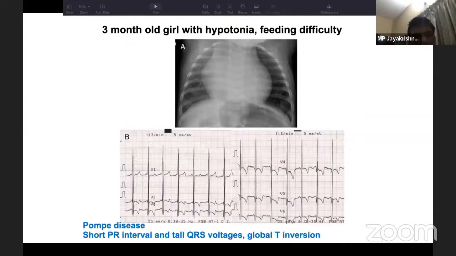It's a glycogen storage disease. And the classic picture is short PR interval, tall QRS voltages, and T wave changes are also there. You know, T waves can be inverted up to V3 or sometimes even V4, but not beyond that. So if in V5 and V6 also the T waves are inverted, we call it a global T wave inversion. Global T wave inversion is always abnormal. So if somebody has a T wave inversion up to V6, what does that indicate? It indicates a myocardial dysfunction. We usually see that sometimes in myocarditis or sometimes in ventricular strain. But if T waves are inverted in V5 and V6, that's always abnormal.